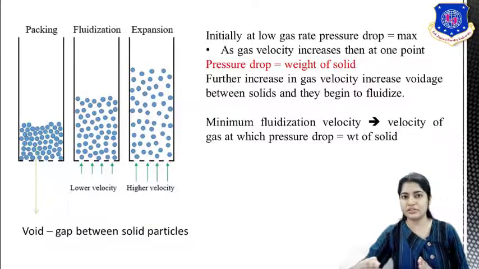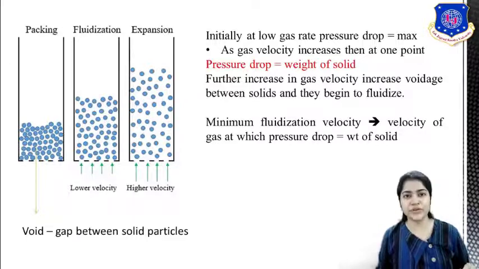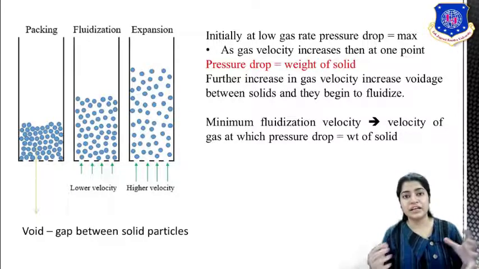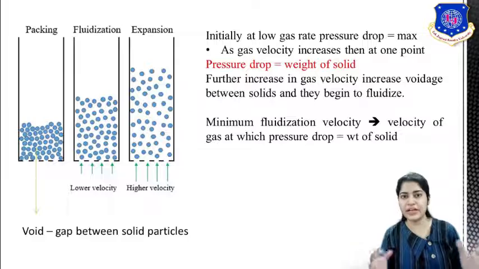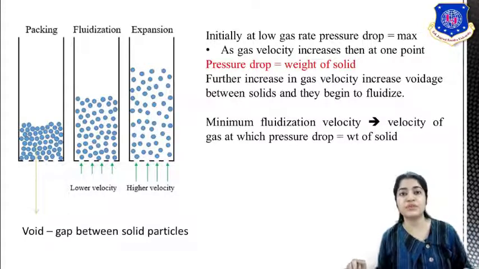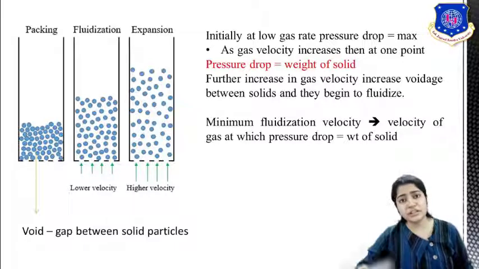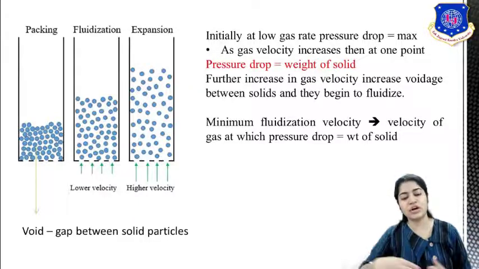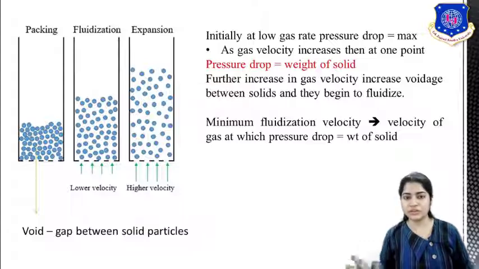Further increasing the velocity, what will it cause? It will cause fluidization. The voidage will increase enough. Your particles will suspend in the air. They will behave like a fluid. If you see an animation, it will appear like a boiling liquid. Now that is your minimum fluidization velocity. That is when your delta P, the pressure drop, becomes equal to the weight of solid, right? If you further increase the velocity, at one point beyond the terminal velocity, your solid will get carried away. So this was about your fluidization.